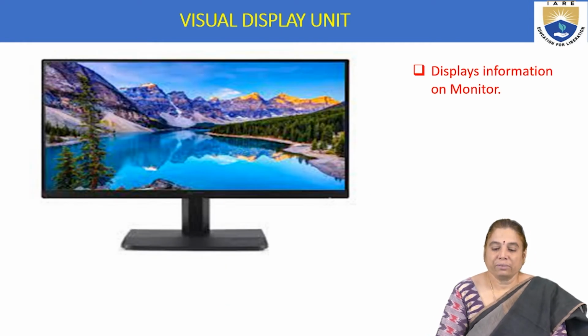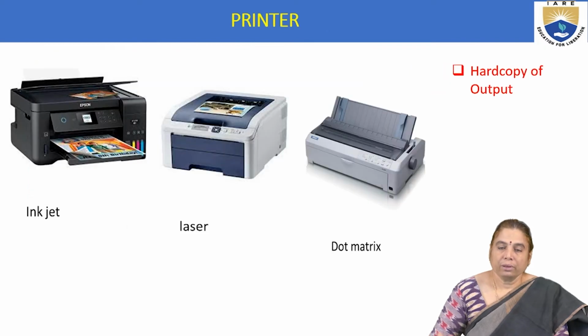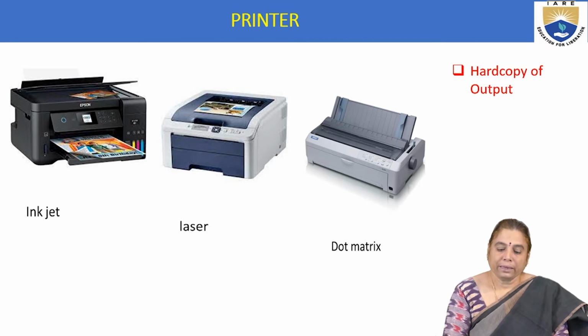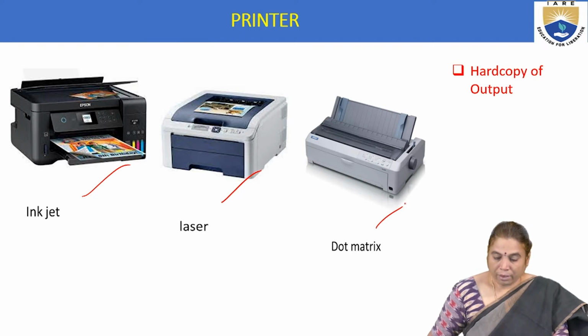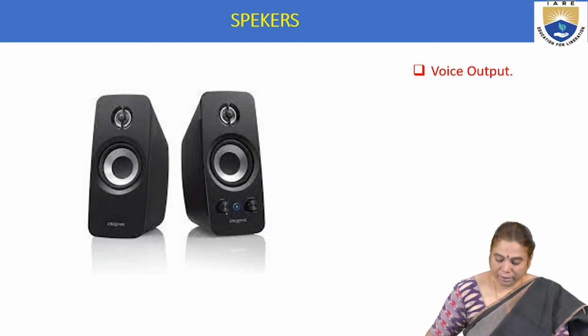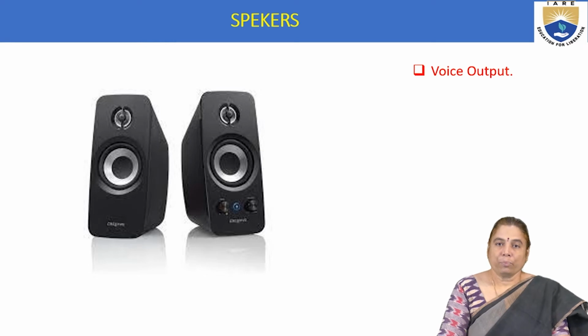This is the visual display unit, the screen, which can be used to display information on the monitor. This information is generally the soft copy of the information. When the user requires a hard copy of information, printers can be used. A variety of printers are available like inkjet printer, laser printer and dot matrix printer. When the user needs voice output, then speakers can be employed. So these are the various categories of output devices.